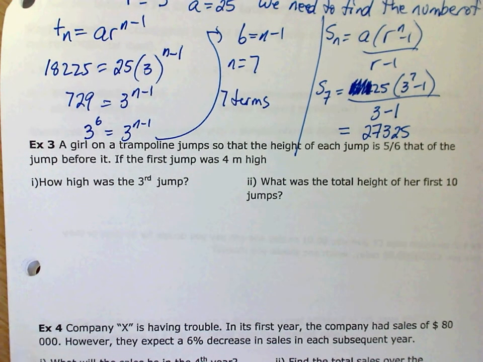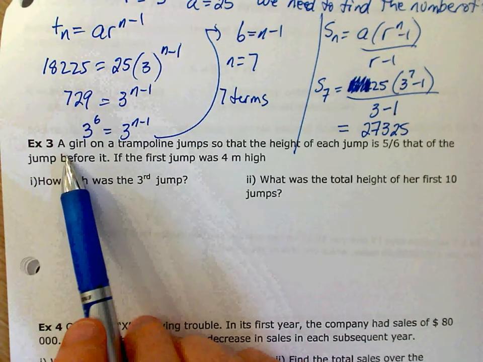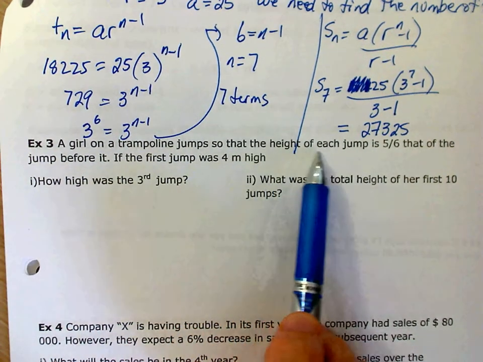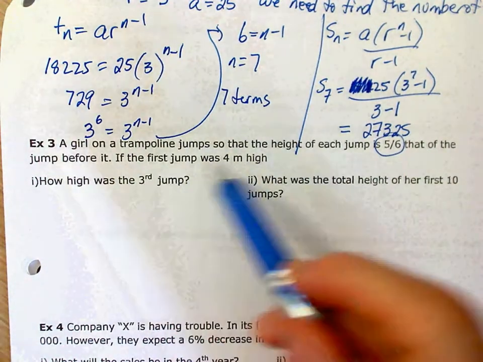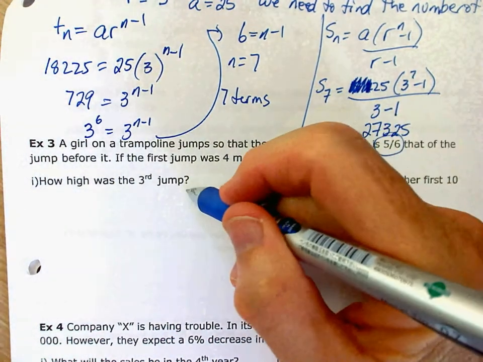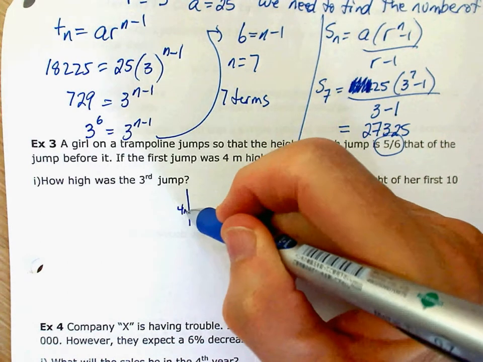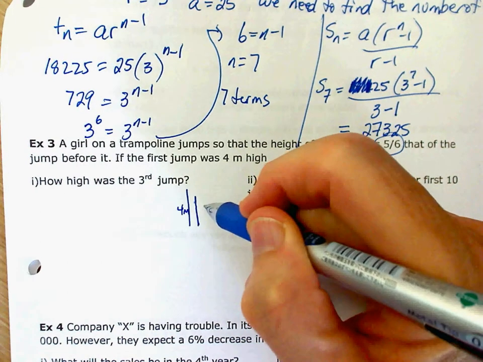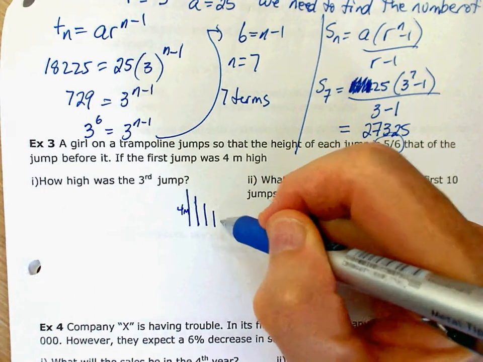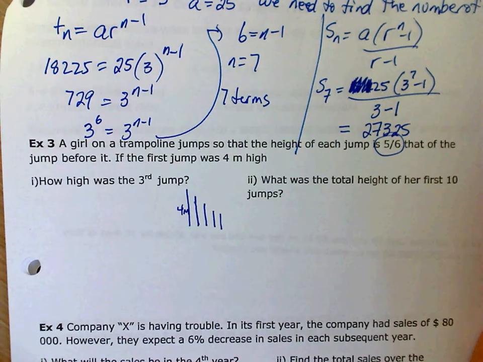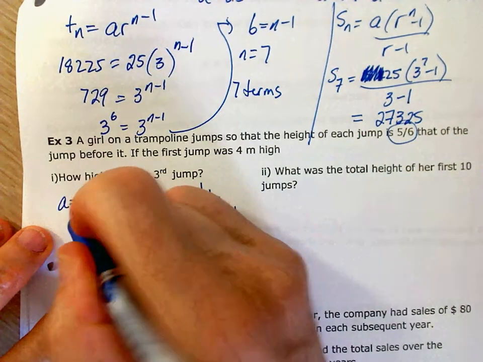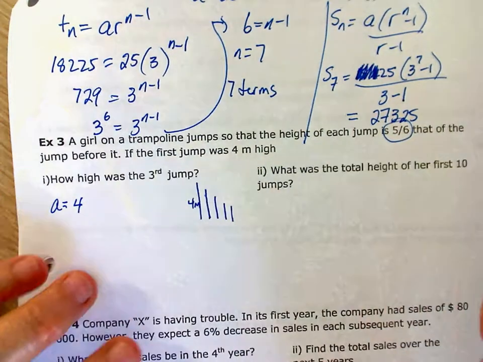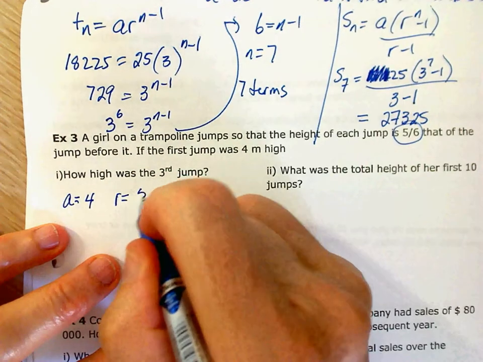A girl on a trampoline jumps so that the height of each jump is 5/6 that of the jump before it. The first jump was 4 meters, and the next time she jumps a little less, a little less, and a little less. Okay, it's 5/6. So right away, we know A equals 4 and R equals 5/6.